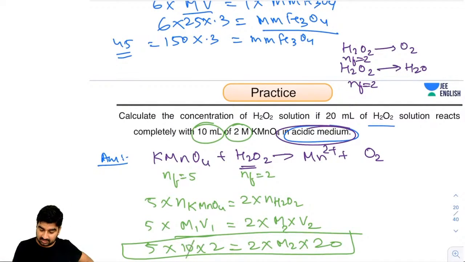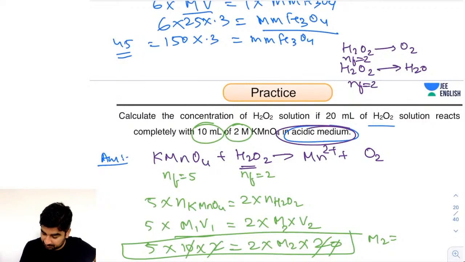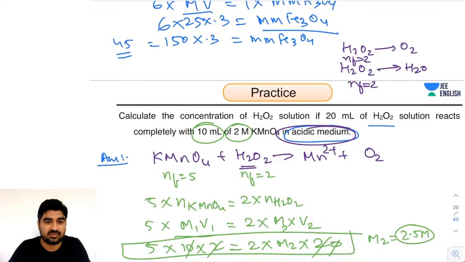What will be the answer? The answer will be 2.5 molar. Any doubt, guys? Please tell me if you have any doubt.